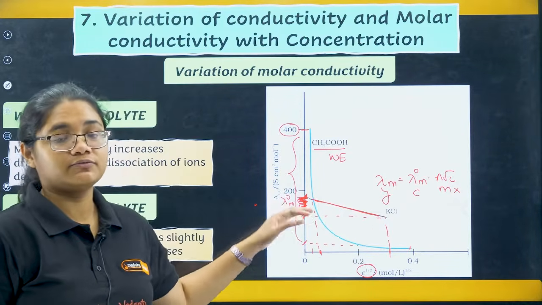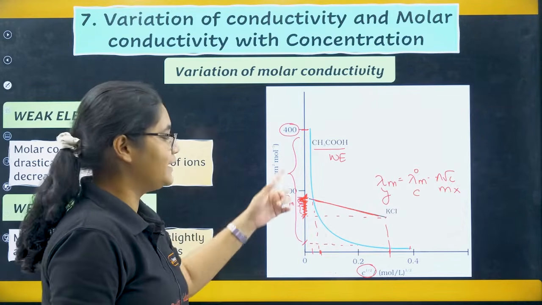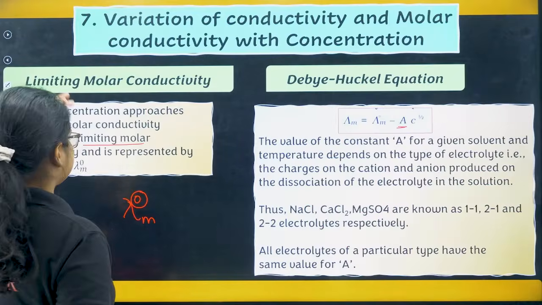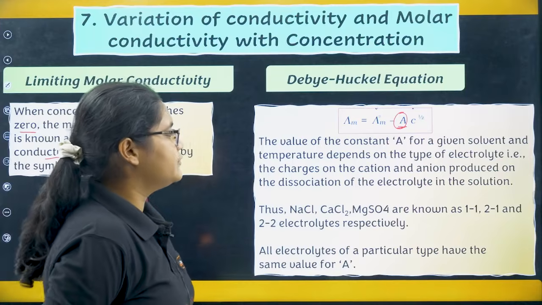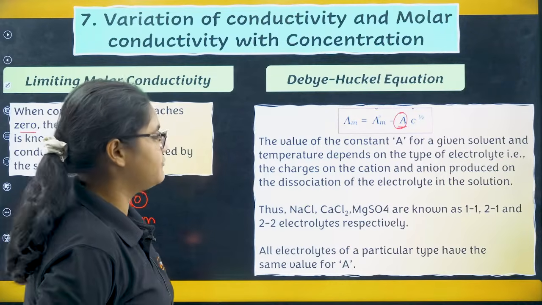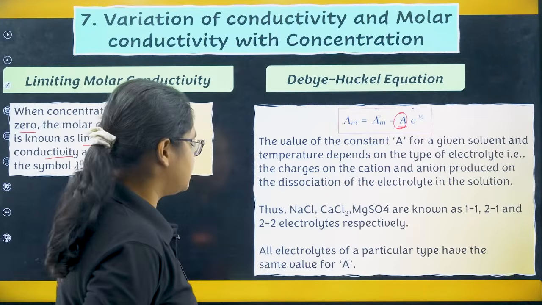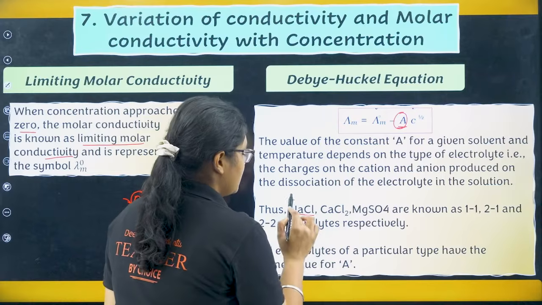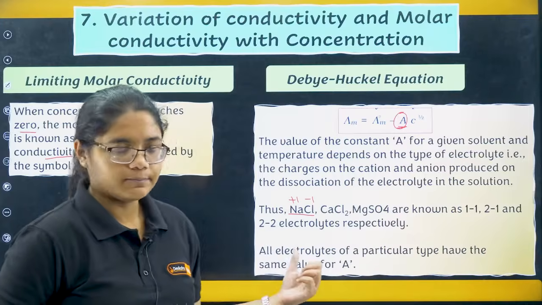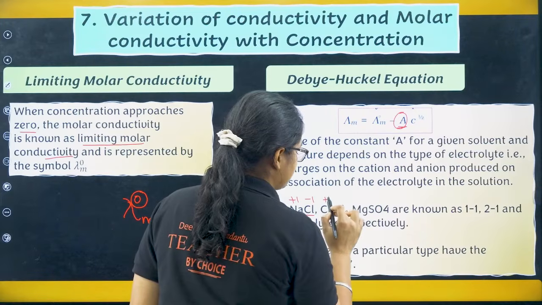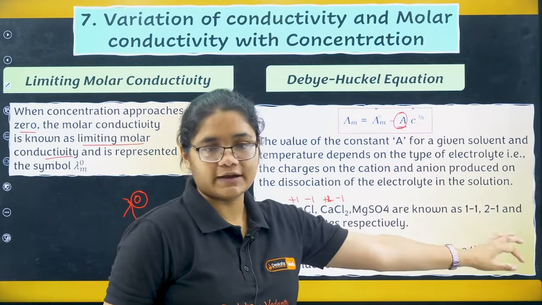We cannot use this equation for weak electrolytes because that graph is not a straight line. Now there are certain things that you should know about this a value. For a given solvent, it depends on different factors, basically on the charges of the cation and the anion. For example, NaCl: Na is +1, Cl is -1, so it is a 1,1 type electrolyte. CaCl2: Ca is +2 and Cl is -1, so it is a 2,1 type electrolyte.